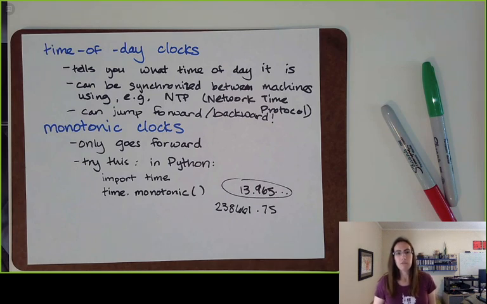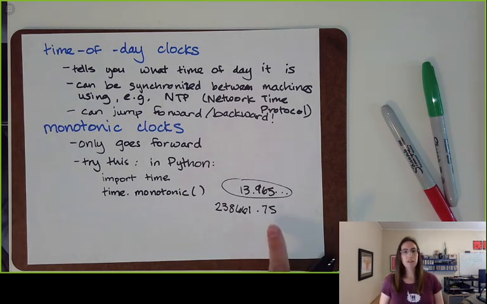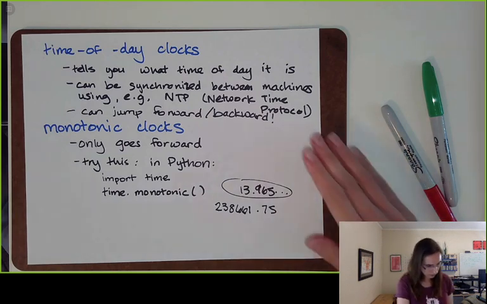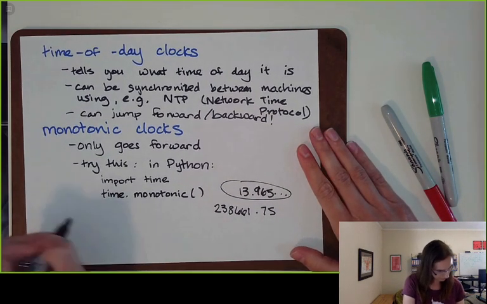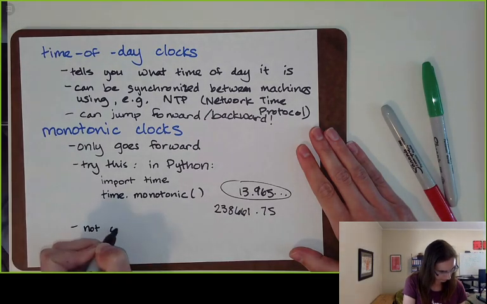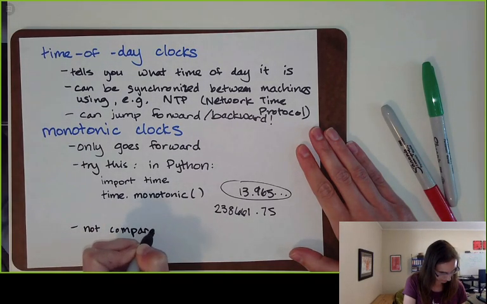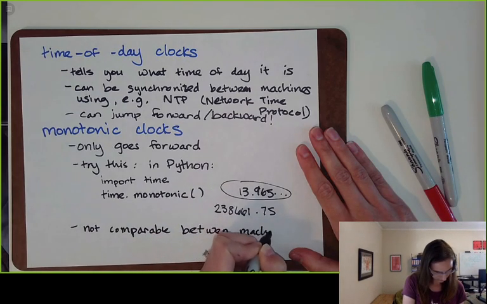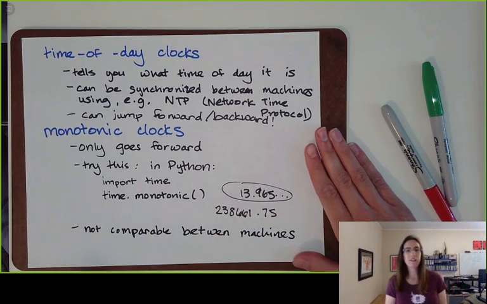It's because the value of the monotonic clock isn't comparable between different machines. So the absolute value of this number is meaningless in terms of trying to do comparisons between machines. It's just a number that, for example, in Python, I think it's the number of milliseconds since you restarted your machine. So not comparable between machines. So you shouldn't expect it to agree.